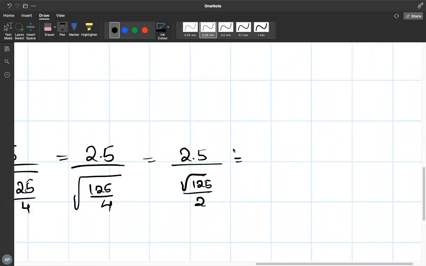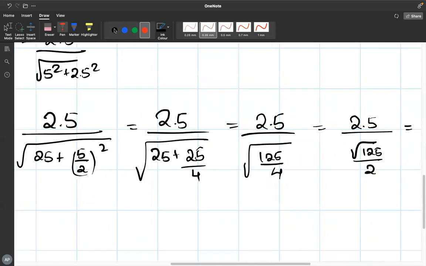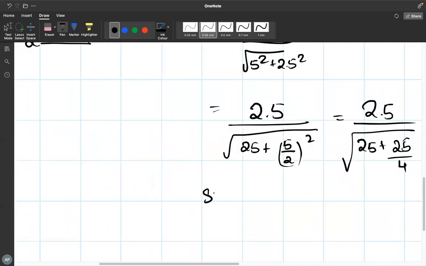We can then move the 2 up here and multiply the 2 over here, so we can write this as 5 over root 125, and root 125 is essentially just root 25 times 5. So this can be written as 5 over 5 root 5, which is why we can conclude that sine of theta will be equal to 1 over root 5.